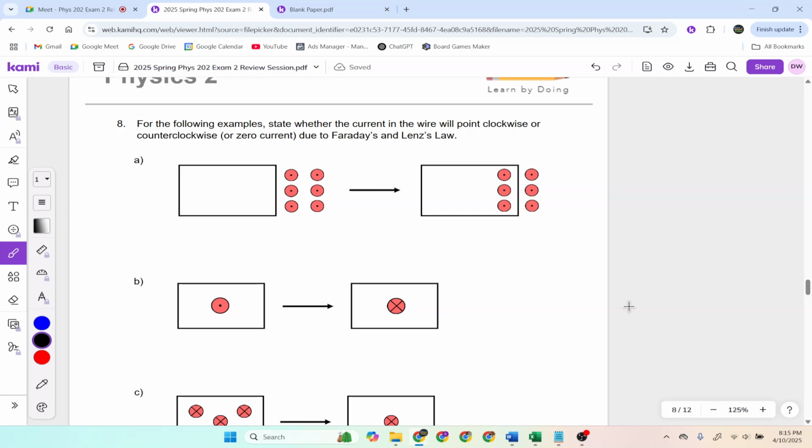Okay, time's up. For this one, I noticed that the flux is increasing out of the page, which means my created B field points into the page. That's the created one. Thumb points into the page, curl my fingers. That's going to be clockwise for that first one.